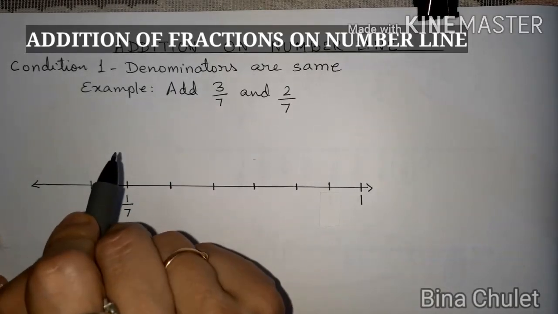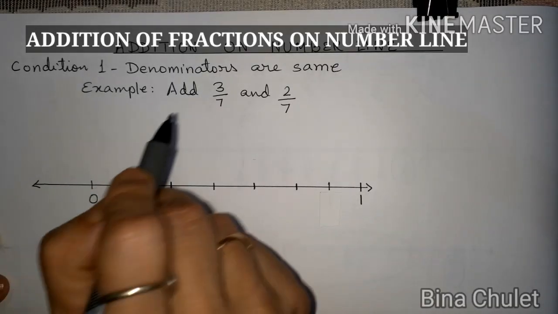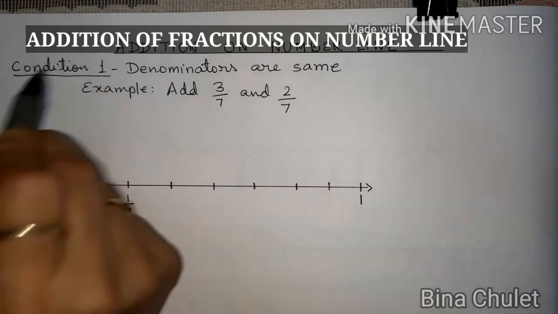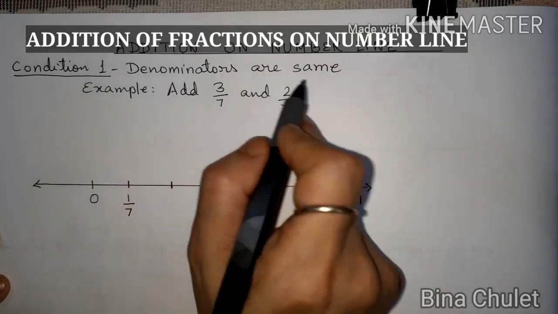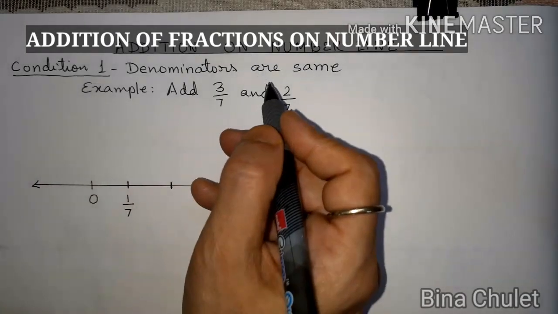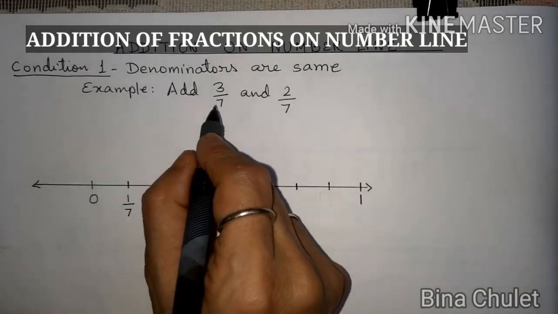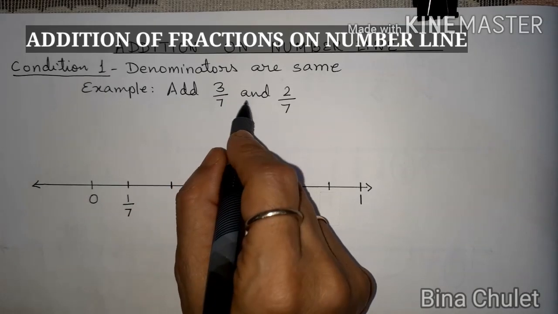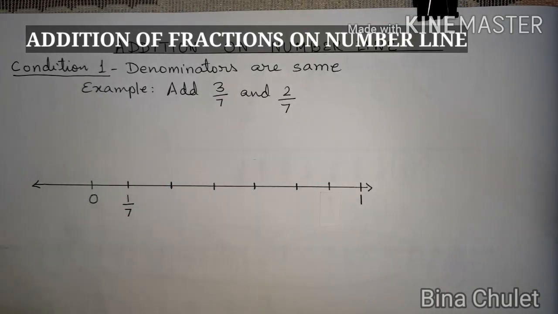Addition of the fractions using the number line. Now there are two conditions. Condition 1 is that the denominators are same. If the denominators are same, then we don't have to worry much. We simply represent the numbers on the number line.